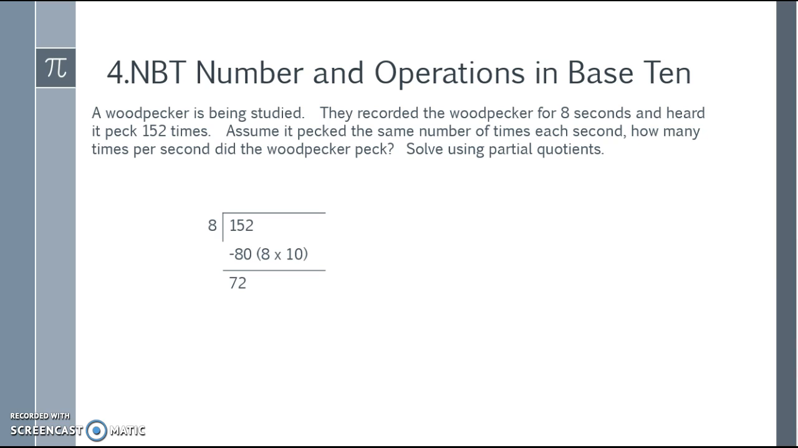Well, 8 times 10 is 80. If I did 8 times 20, I would get 160. That would be too many. So 8 times 10 is 80. When I subtract 80, I get 72. I also know that 8 times 9 is 72. So when I subtract, I have 0 remainder. So to figure out how many times that it can go in, I add the 10 plus the 9 and I get 19.